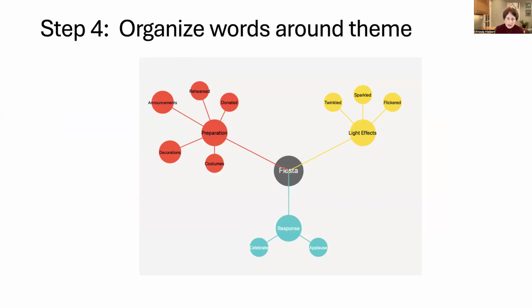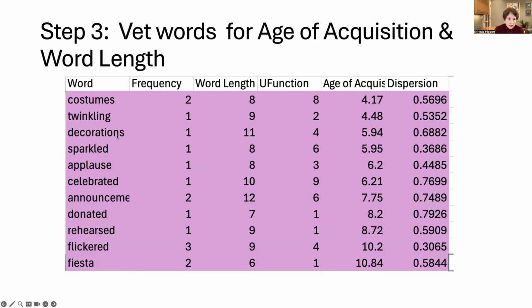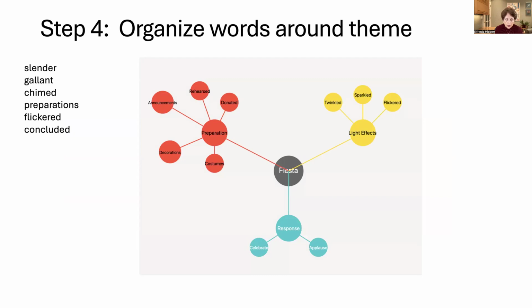I then ask AI to take these words, and what AI did is put words in categories of light effects, the response to the fiesta, and the preparation. Now, some of the same words, like flickered in preparations, are in the list of words that the publisher pulled out. But what we have is a very different organization of the words around a theme. We're actually giving kids capability to see how words are connected and to see how authors develop particular parts of stories.